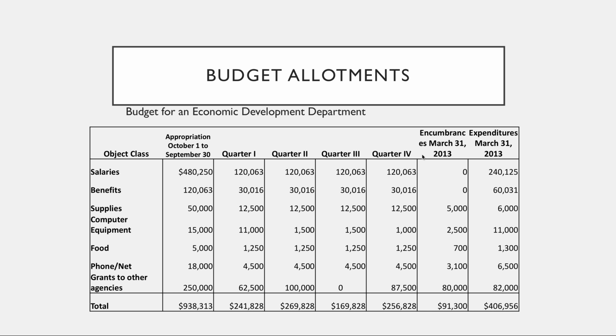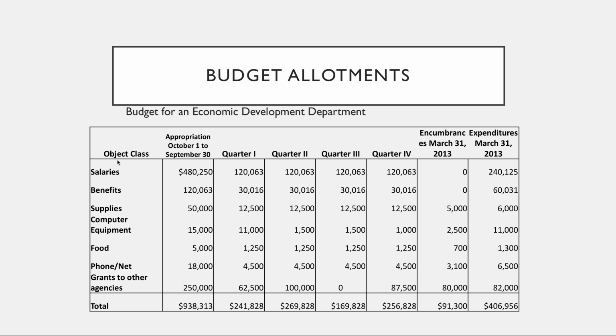Okay, so now we have encumbrances and we also have expenditures as of March 31st, 2013. Given the March 31st date, you can tell that this report includes all activity within the first 2 quarters. Because again, if you look at when our fiscal year began, March 31st falls at the end of the second quarter. So this report includes all activities between these 2 quarters.